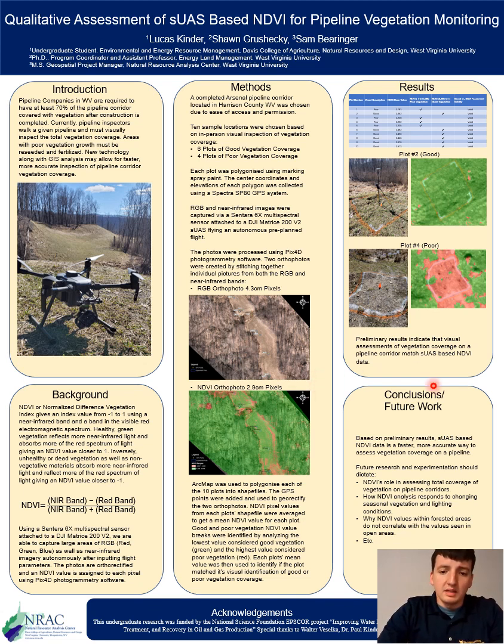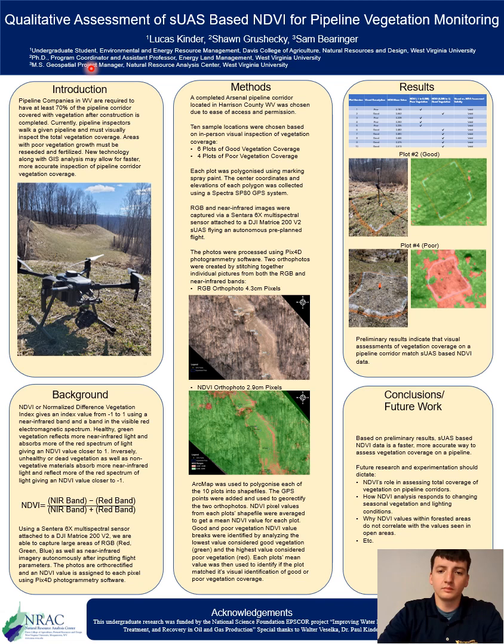ArcMap was used to polygonize each of the 10 plots into shapefiles. The GPS points were added and used to georectify the 2 ortho photos. NDVI pixel values from each of the plot shapefiles were averaged to get a mean NDVI value for each plot. Good and poor vegetation NDVI value breaks were identified by analyzing the lowest value considered good vegetation, green, on the ortho photo, and the highest value considered poor vegetation, red, in the ortho photo.